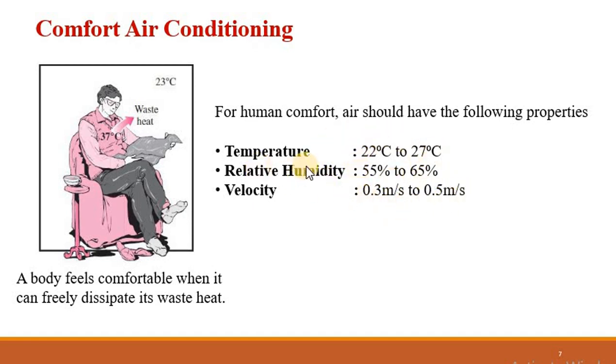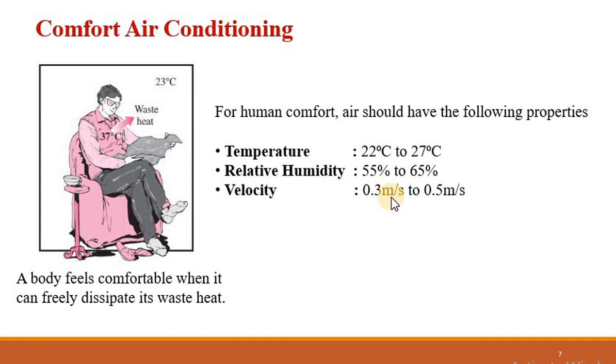Initially we were taking only temperature and relative humidity, but for comfort air conditioning we will have to incorporate velocity also. How does this matter? Because the range is there, not a fixed value, since two different persons may like different conditions. Say some person is sweating more at the normal temperature while another is feeling favorable.